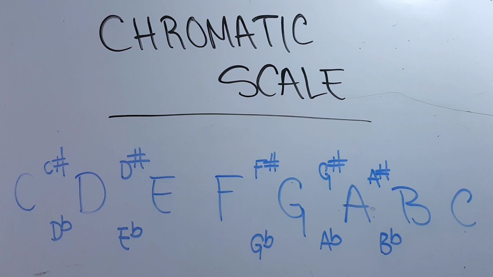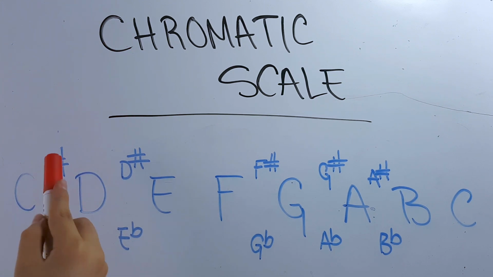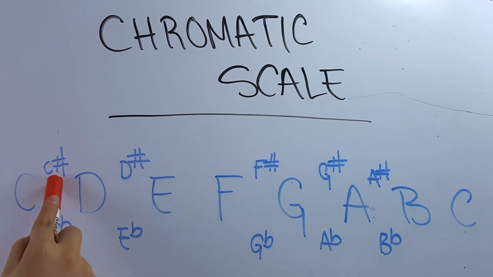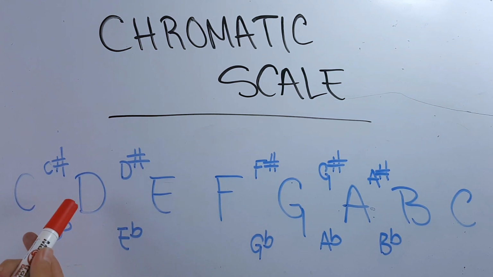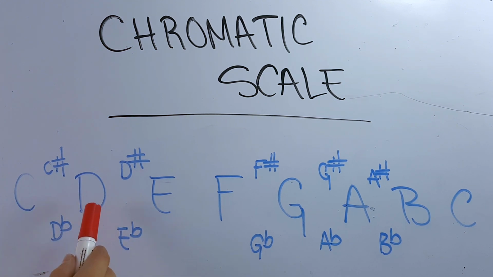All the chromatic scale is divided in half tones. So from C to C sharp, there's a half a tone. From C sharp to D, there's another half a tone. And that's the same if we start with C to D flat or D flat to D. But it's not the same if we start with E.